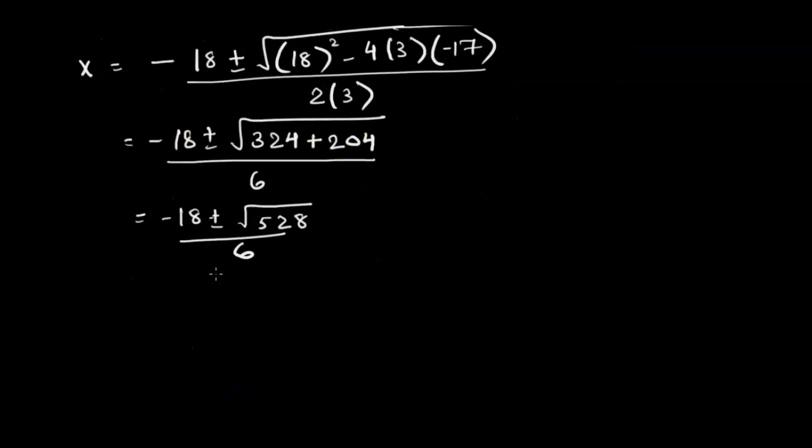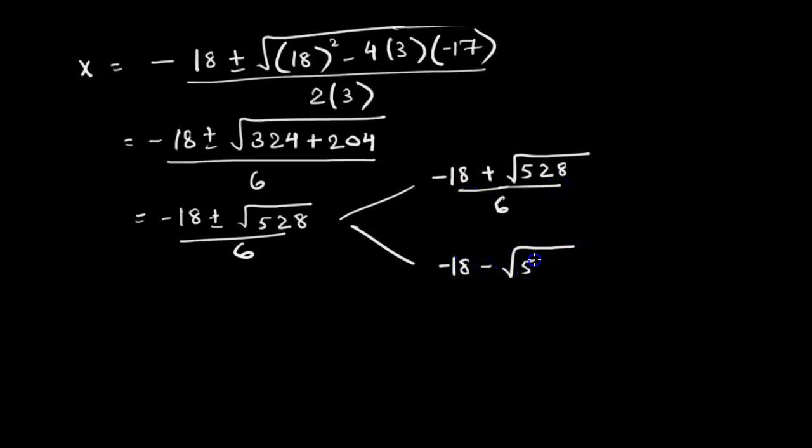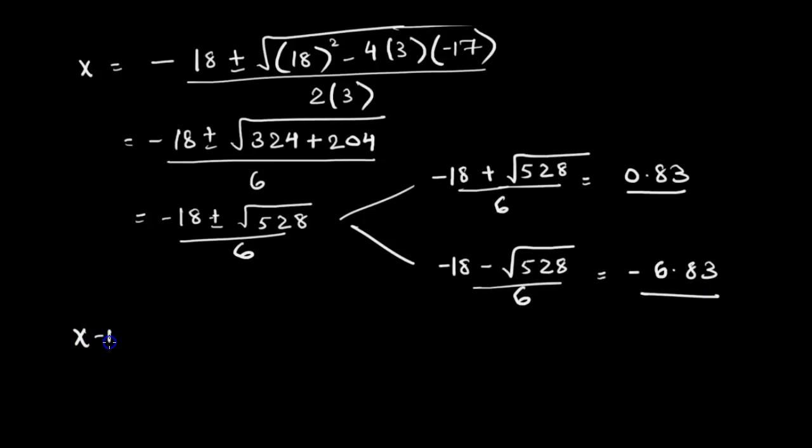Plus minus means we have to separate it into a plus and a minus operation. So we have negative 18 plus square root of 528 divided by 6, and negative 18 minus square root of 528 divided by 6 as well. This gives us 0.83 and this gives us minus 6.83. So the two x values that we've got are 0.83 and minus 6.83. And these two x values are called the x-intercepts of this equation.